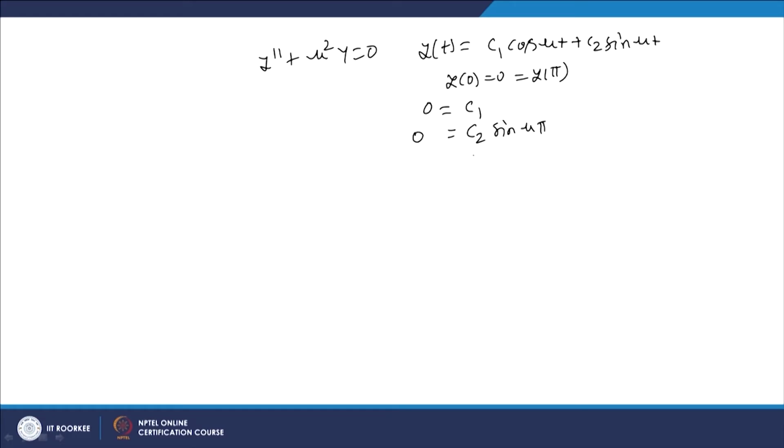Now, we already know that if c2 is 0, then we have only a trivial solution, which is not useful to us. So, let us find out the values of mu such that c2 sin mu pi has to be 0. So, we say that if mu pi is n pi, where n is 0, 1, 2, 3 and so on, then we simply say that we have a non-trivial solution. Then in that case, we can choose any value of c2.